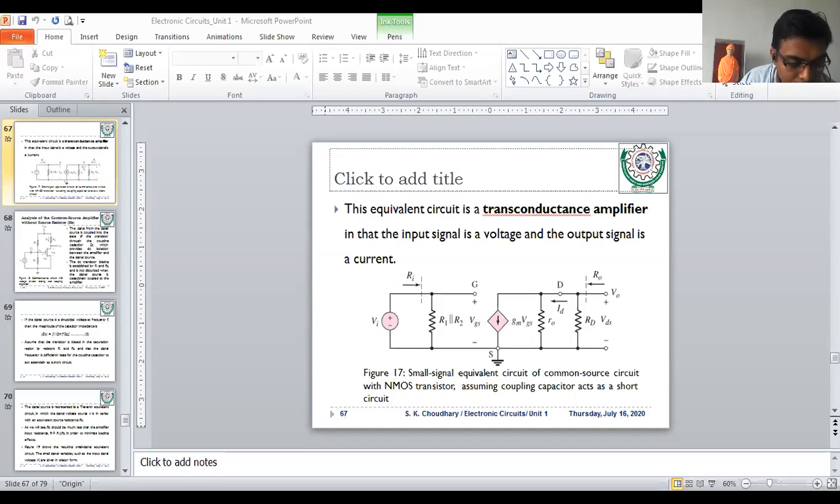Now, what do we have to do? We have to connect the transistor here. So what are the extra elements in the transistor circuit as compared to the MOSFET? You have to see.